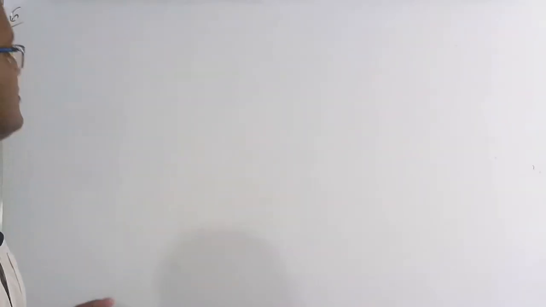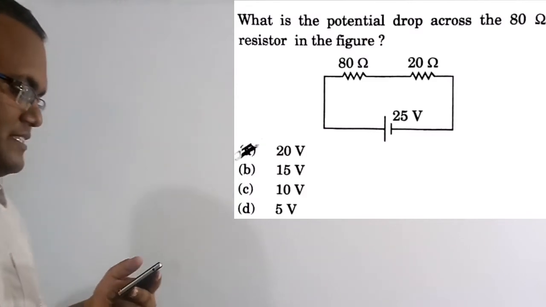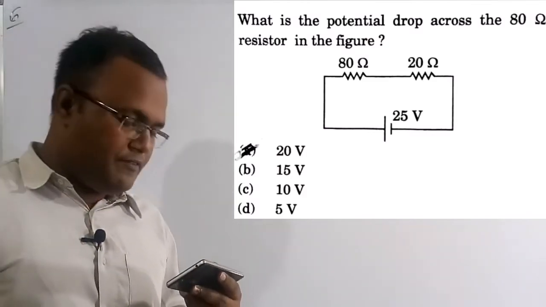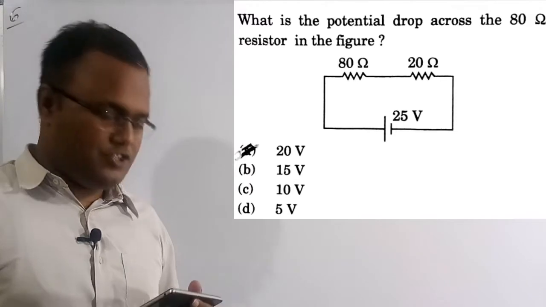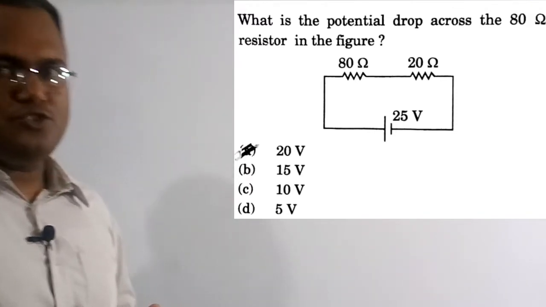So now we are going to solve the sixth question. See the question here. What is the potential drop across the 80 ohm resistor in the figure? So we have to find the potential drop across the 80 ohm. What are the four options? Option A, 20 volt, is the correct solution of this question. So let's solve this numerical.